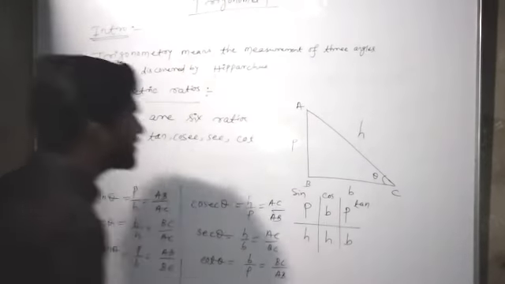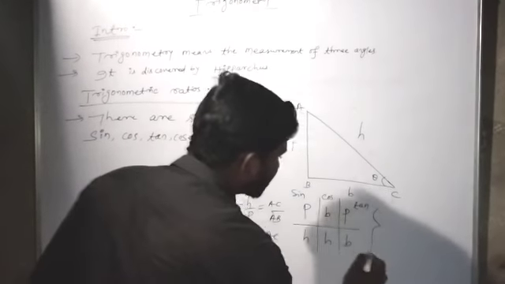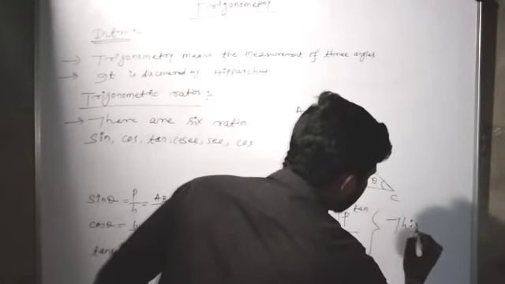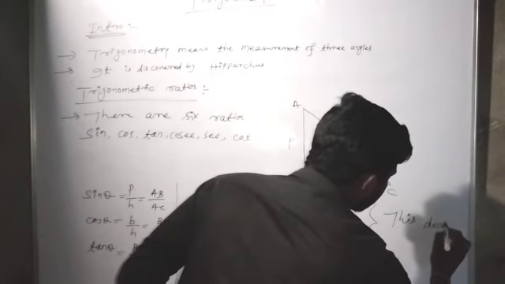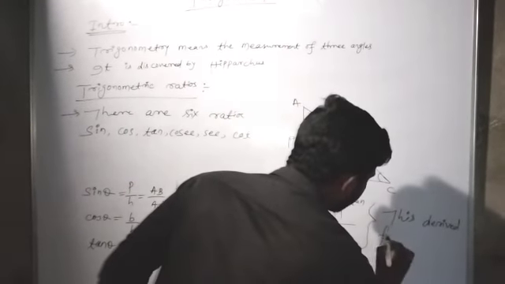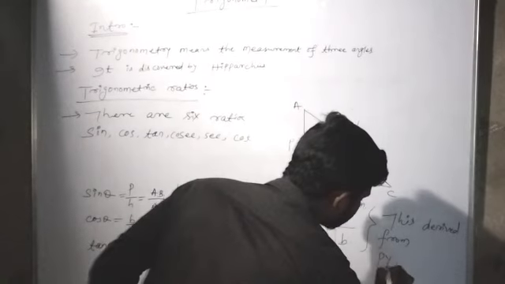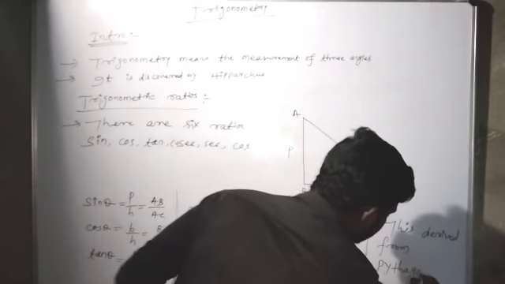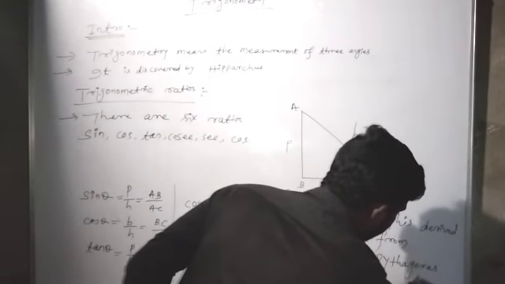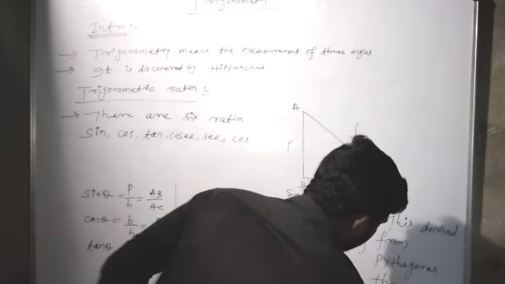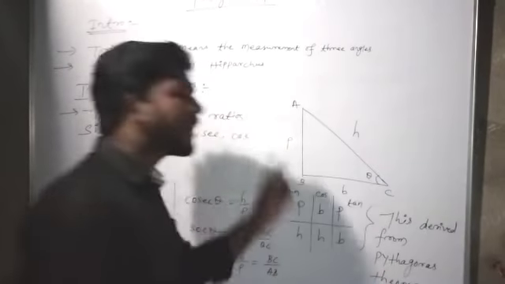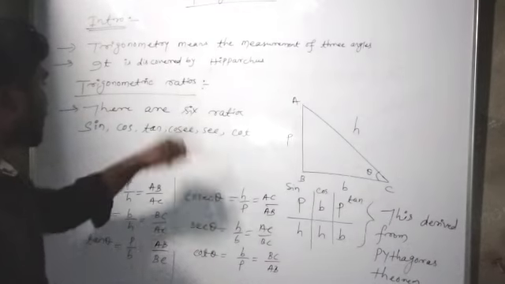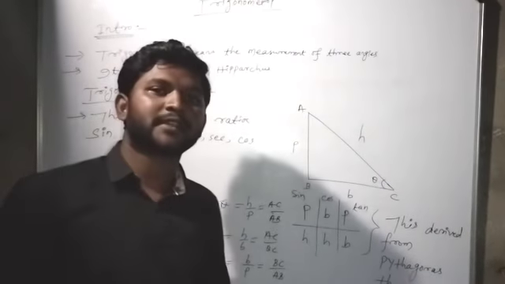So these are the ratios, and remember this is derived from the Pythagoras theorem. So that's all about it. These are the trigonometry ratios. We have to remember them. Thank you so much.